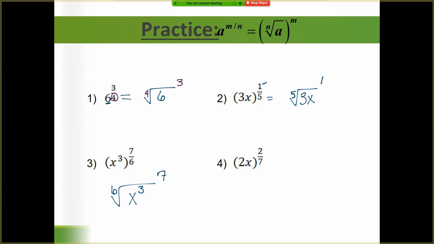See if you can do question number 4. So it's very similar to question 2. See if you can rewrite it and get the correct answer. So you should have the 7th root of 2x, and then your exponent should be a 2. So the 2 is in the numerator, so it gets moved to the top.